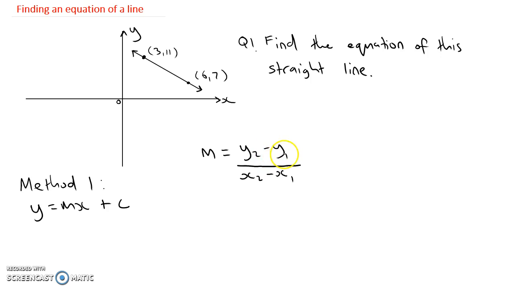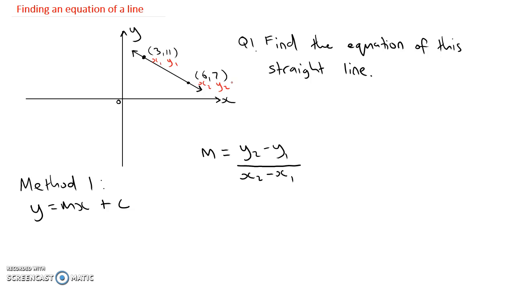And the y2 and the y1 are the two y coordinates, and the x2 and the x1 are the two x coordinates. And it doesn't matter which set of coordinates you call x1, y1 and x2, y2. The end result will still be the same, but often it's good just to label what you will be using so you don't get confused. So let's call this x1, let's call this y1, let's call this x2, and let's call this y2.